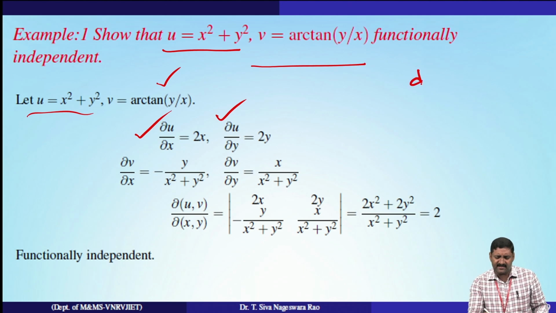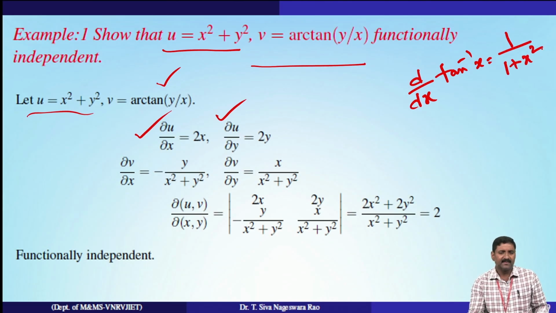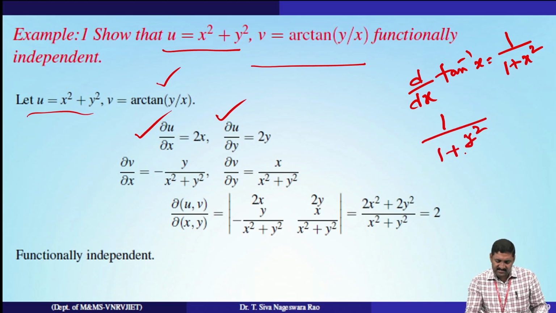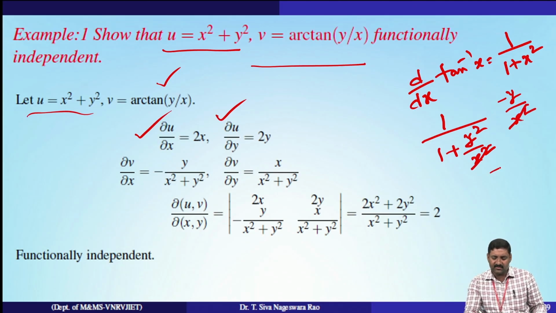Now, in general, what is the derivative of tan inverse x? The derivative of tan inverse x is 1 by 1 plus x square. Here also we will use the same thing. That is, the partial derivative of v with respect to x is 1 by 1 plus y square by x square. Again, we need to apply the partial derivative to the expression inside the tan inverse function, that is y by x. Partial derivative with respect to x becomes minus y by x square.